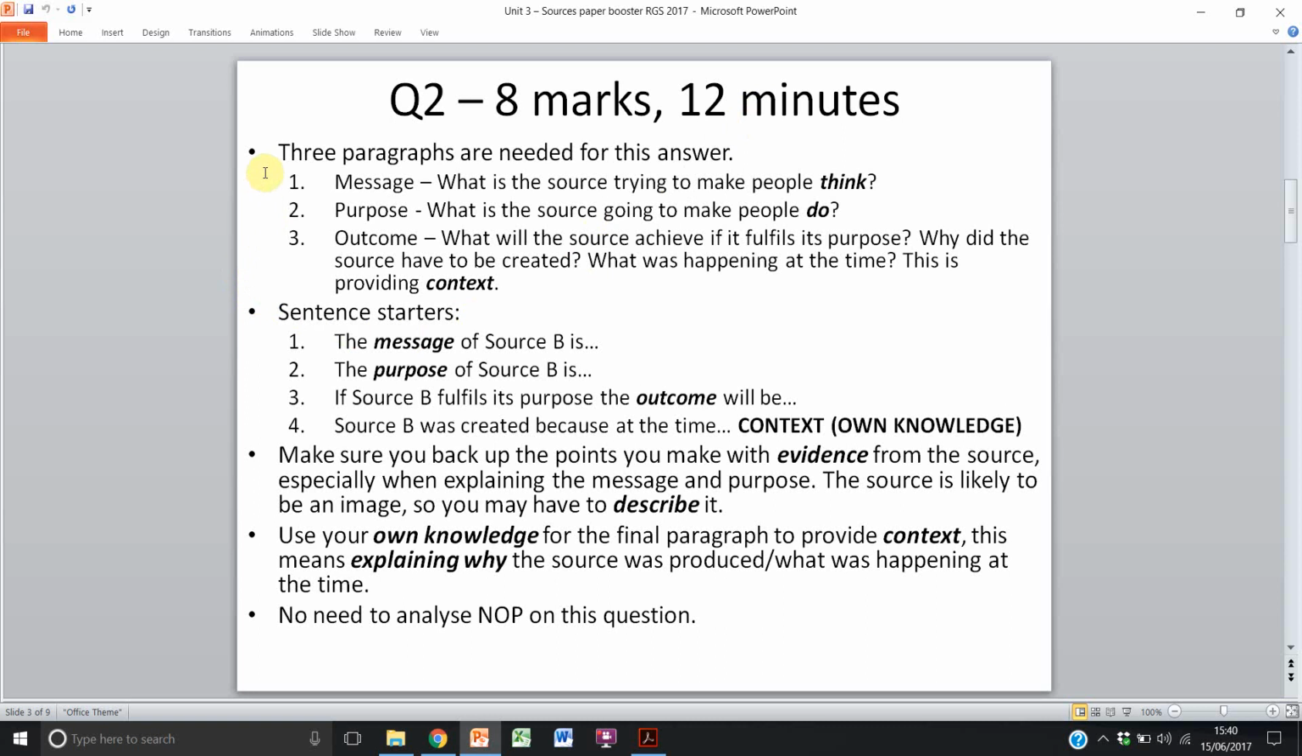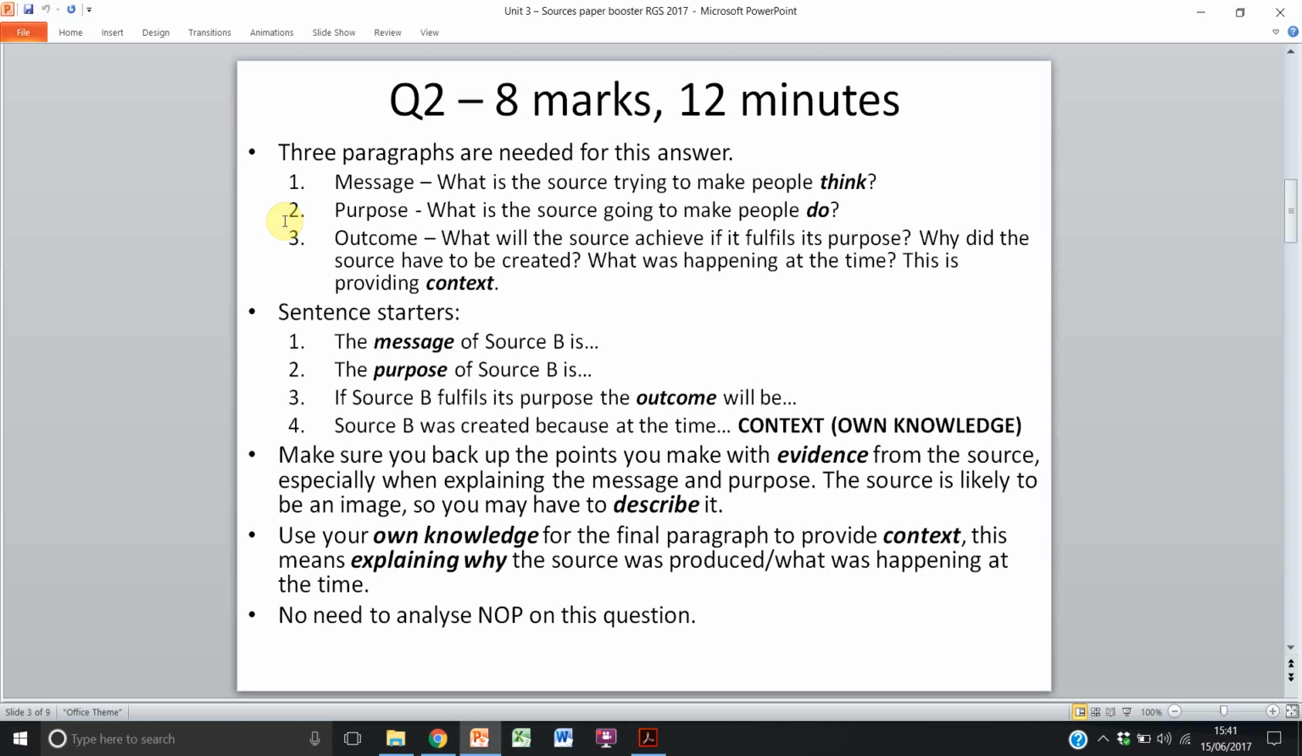And there are 3 things that you need to write about in your answer if you want to gain the 8 marks. The first thing that you need to write about is the message of the source. And what I mean by that is, what is the source trying to make people think? Once you've written a paragraph explaining that, you then need to move on to talk about the purpose. So what is the source going to make people do? Once I'm thinking something from looking at the source, what is it then going to lead me to do?